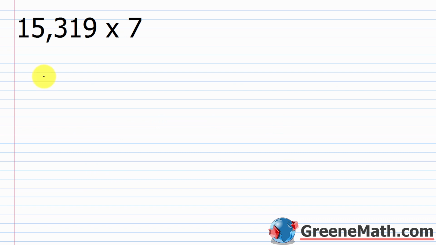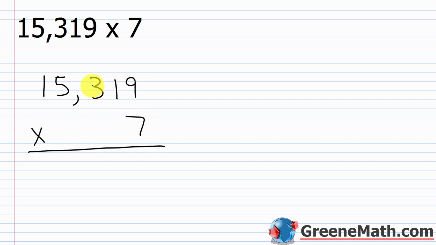So we have 15,319 times 7. And again, I put the number with more digits on top, the number with fewer digits on the bottom. And let's just crank this out. We're going to start at the rightmost digit. In this case, it's just a 7 of the bottom number. We're going to multiply it by the rightmost digit of the top number, and we're working our way to the left. So 7 times 9 is 63. So I would put a 3 down, and I would carry a 6 into the next column.